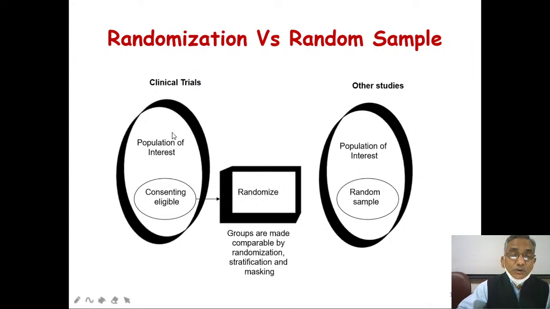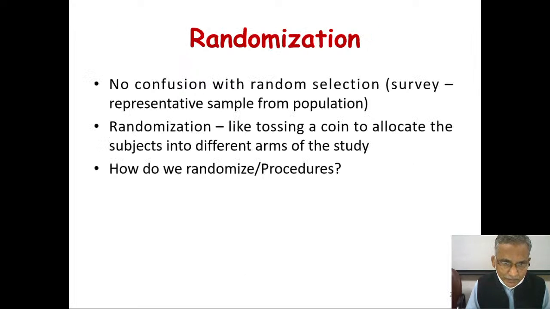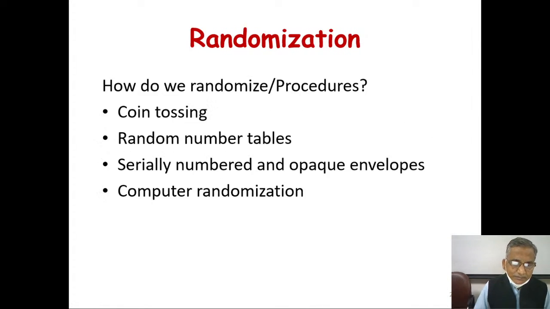Randomization means you have a population of interest, you have consenting eligible patients, and you randomize them into group A or B. Random sampling means you have a population and draw a random sample, right? So randomization is a way of allocation and random sampling is a way of selection. That is the difference, so there is no confusion between random selection and randomization.